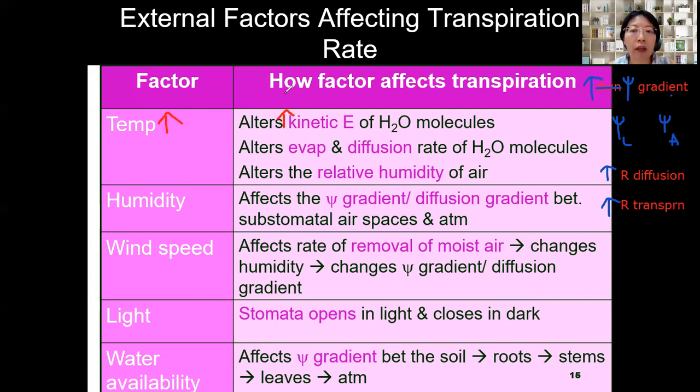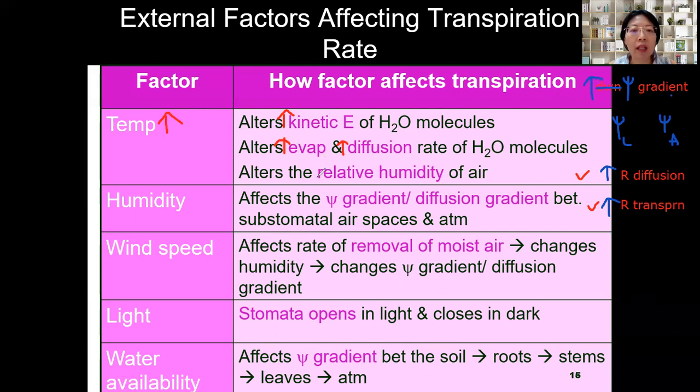So what happens to my rate of evaporation? Increase, very well. It increases, isn't it? So increased evaporation, and therefore it will increase diffusion. So when kinetic energy of water molecules increases, it will evaporate faster, and also it will diffuse faster, right? So because it diffuses faster, transpiration rate will increase. So loss of water vapor from surfaces of land plant will increase.